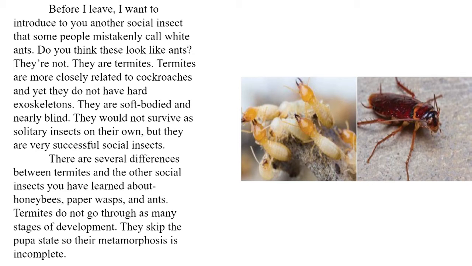There are several differences between termites and other social insects you may have learned about: honeybees, paper wasps, and ants. Termites do not go through as many stages of development. They skip the pupa state, so their metamorphosis is incomplete. What is it called when insects go through the progression of change? Metamorphosis.